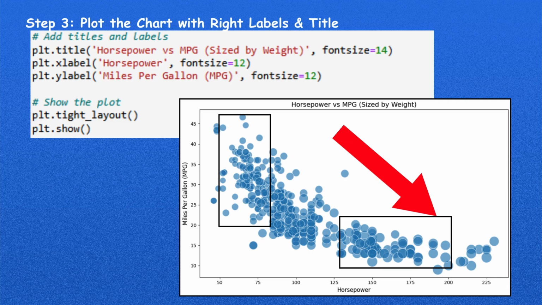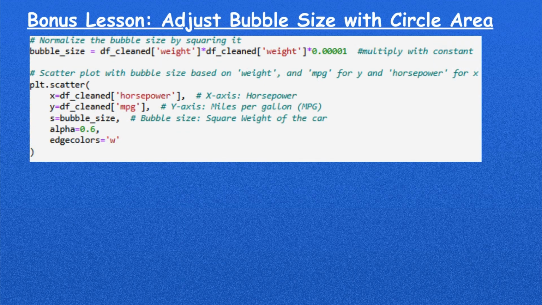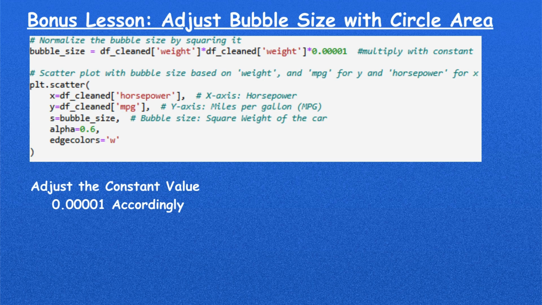However, the bubble size is currently based on the diameter, that is weight divided by 10, which can blur the message for the audience. As a bonus point, let's adjust the bubble size based on the area, which is proportional to the square of the weight, the standard data visualization practice for bubble charts. By squaring the weight and multiplying by a constant value of 0.00001, we can get a more accurate size. Feel free to adjust the constant value until you get the right bubble size.